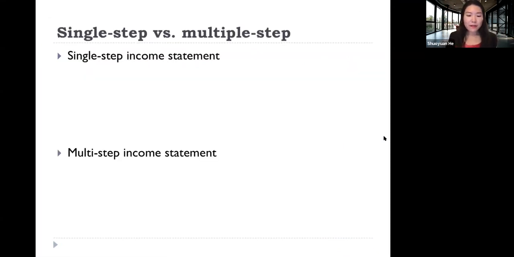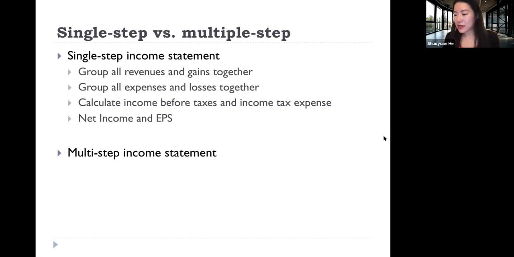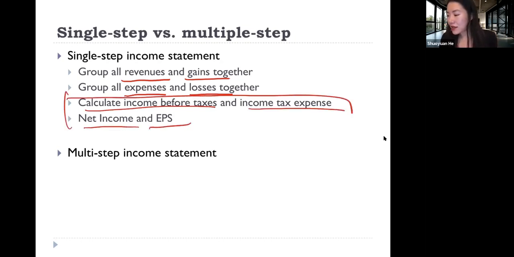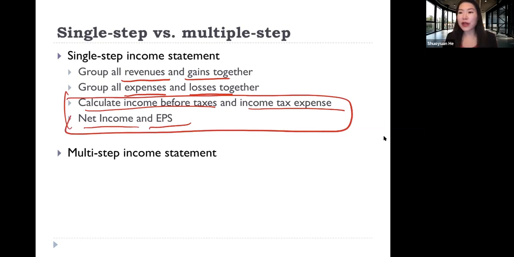So single step versus multiple step, what are the differences? For single step income statement, you should say that it is grouping all of the revenue and gains together, and it is grouping all of the expense and losses together, and then calculate income before income tax expense, net income, and EPS. So this thing, you are going to say it both for single step and multiple step. But this is the characteristic of a single step income statement.